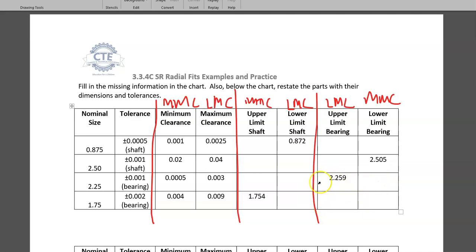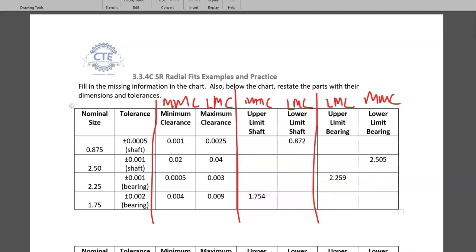Okay. For this particular row, I have my upper limit bearing minus my lower limit shaft, which will give me my maximum clearance. So I can basically take this number minus this number to get that number. Okay. Once I have that filled in, I have to do this next because I have my bearing tolerance present.